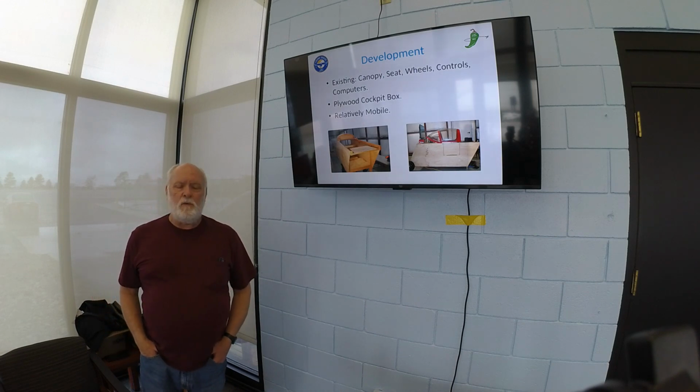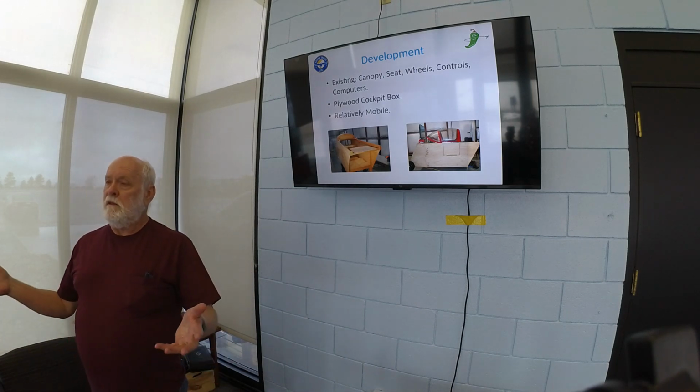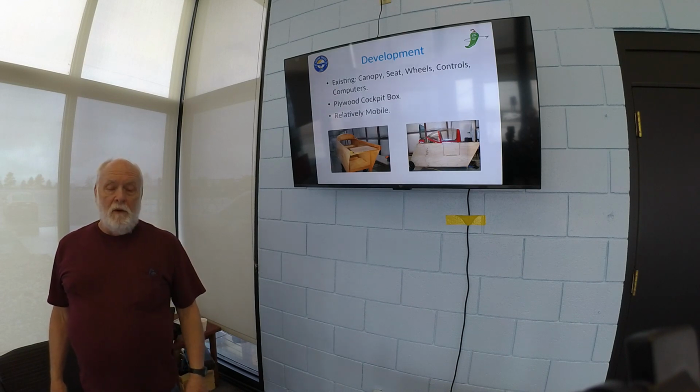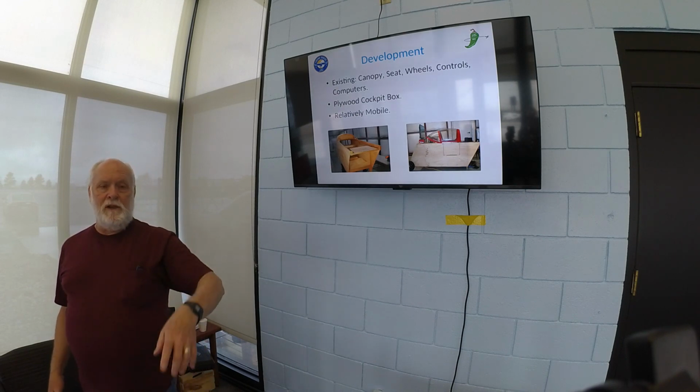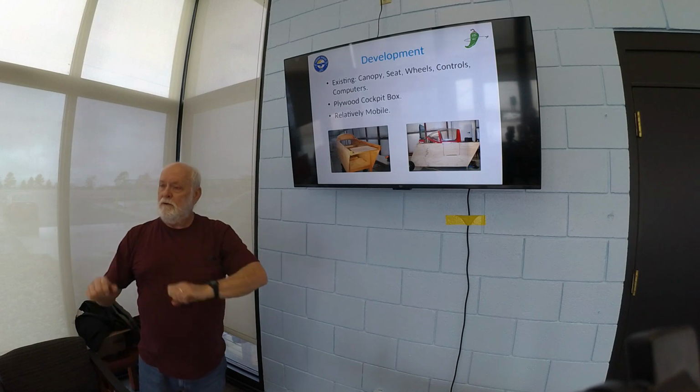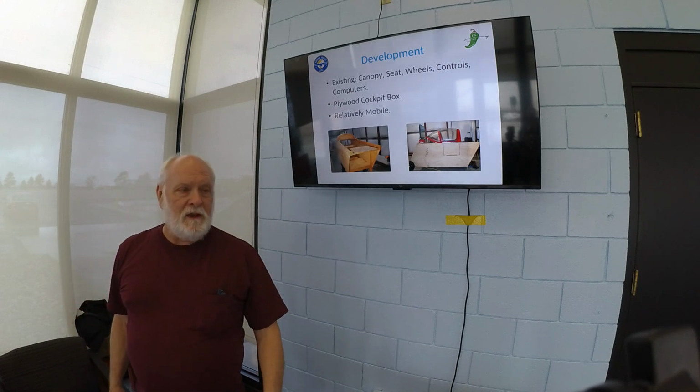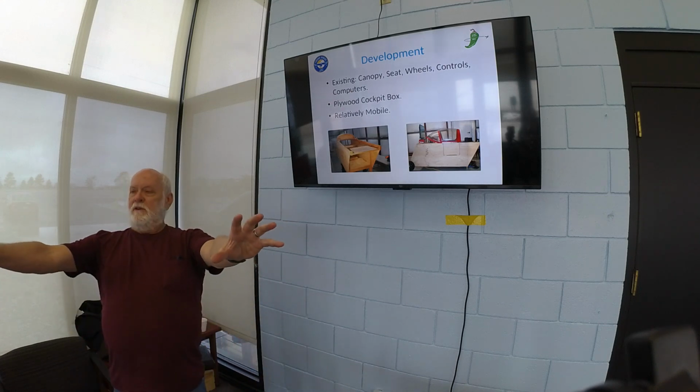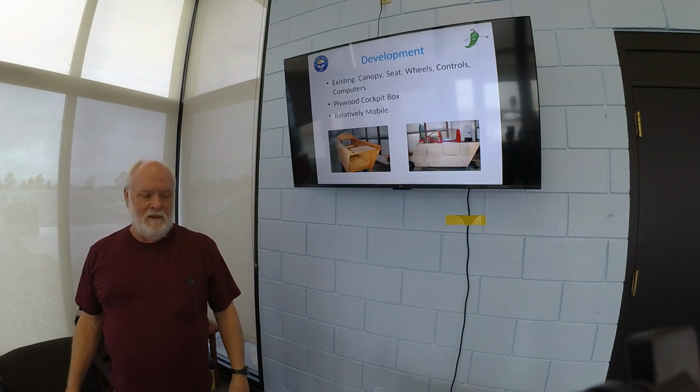So I built a plywood box, basically. Its size was determined by the canopy and the seat I had. I wanted to make it relatively mobile, so I thought of it like a big wheelbarrow I could wheel around. That's why I put the wheels on it. It kind of looks like a tail dragger. You know, the wheels are up front and the tail's sitting on the tail skid.